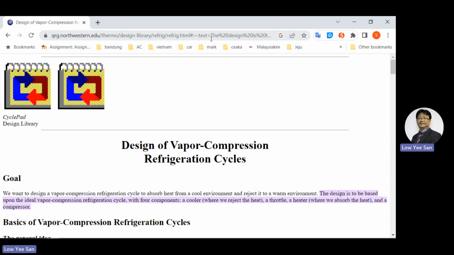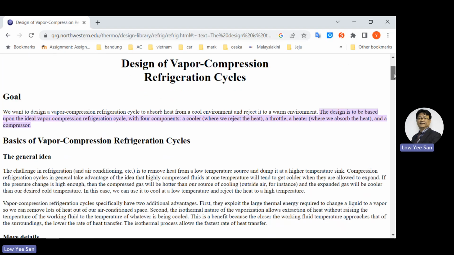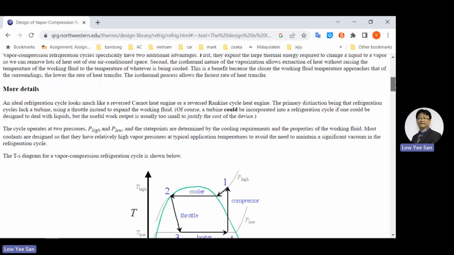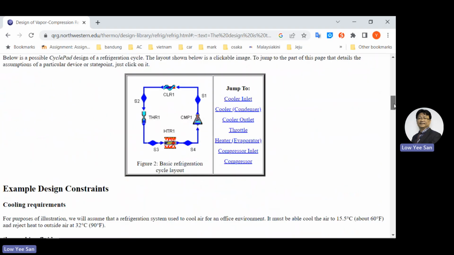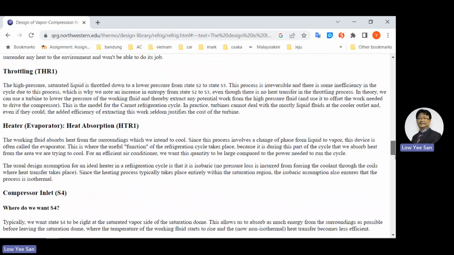Of course, there are other sources where you can get this type of information, because VCC is a very common cycle, so you can get a lot of information. This is the design of a vapor compression refrigeration cycle, a vapor compression cycle in short. You can go through this and then you should be able to write your introduction pretty well.